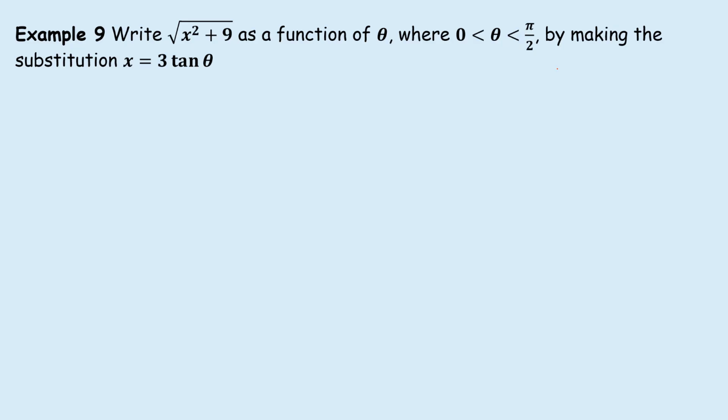All right, write the square root of x squared plus 9 as a function of theta, where 0 is less than theta is less than pi over 2, by making the substitution x equals 3 tangent theta. And you may be wondering, why would I want to do that? And the answer is calculus.